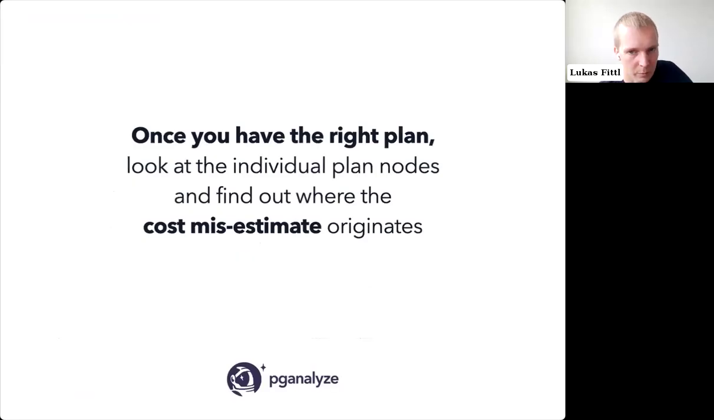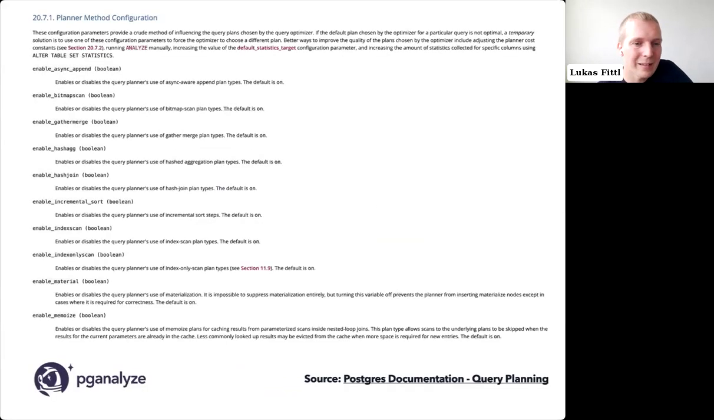Now, once we have the good plan, then it's really worth looking at the individual plan nodes and figuring out which part of the plan is essentially causing the bad cost misestimate, right? Because ultimately, whilst you could run your production with enable seqscan off if you wanted to, it's probably a really bad idea, right? Because there are queries where a sequential scan is totally legitimate.